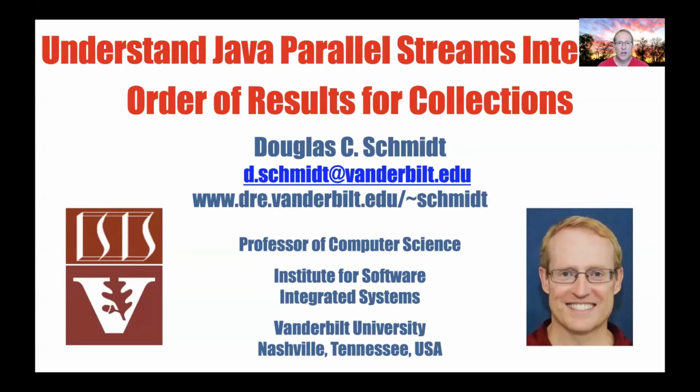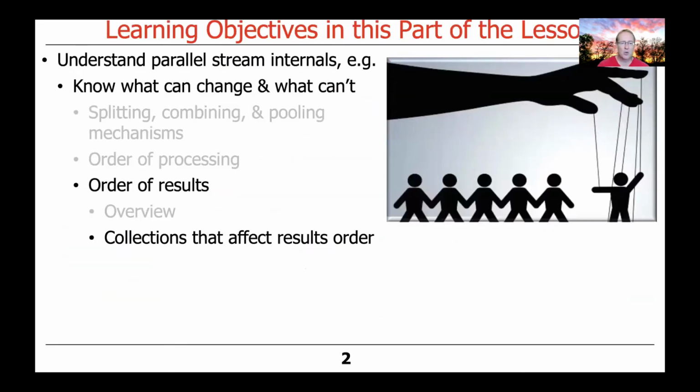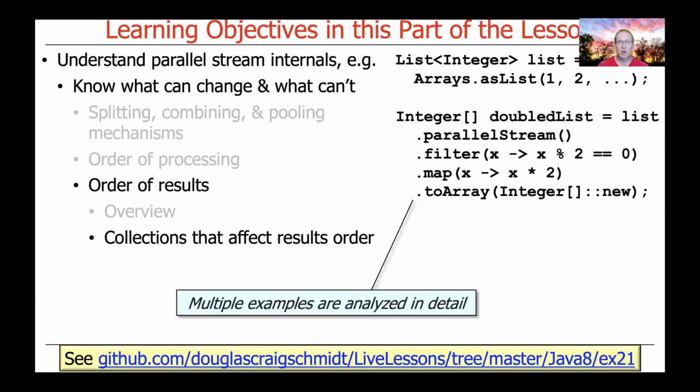So now that I've introduced the concept of result ordering, let's talk about the way in which different kinds of collections or different kinds of data sources and different types of aggregate operations are going to influence the way in which the processing takes place in the ordering of the results. So we'll start by talking about collections that affect results order. And we'll look at a bunch of examples.